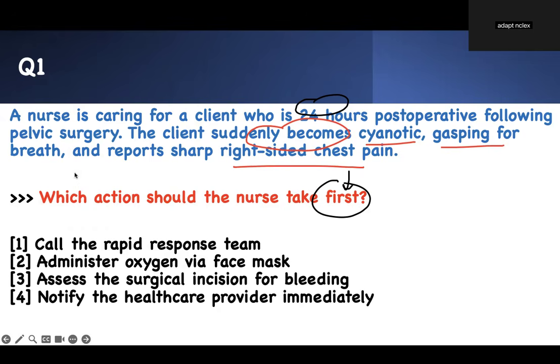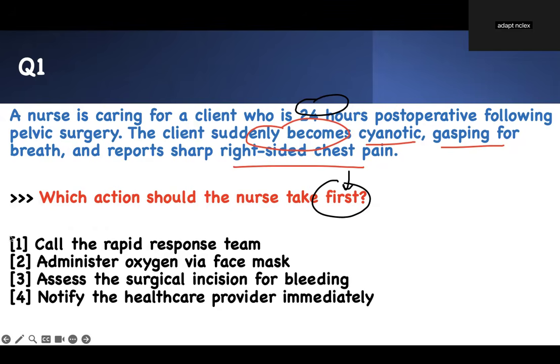What do you think is going on? That information connects the dots, and I know that a post-op patient, what has happened to the patient? Does the patient have any condition that is making them look blue, having shortness of breath and chest pain? You have to make a diagnosis. What do you think? Put down your answer in the comment, your diagnosis for this patient, before we look at the answer choice itself.